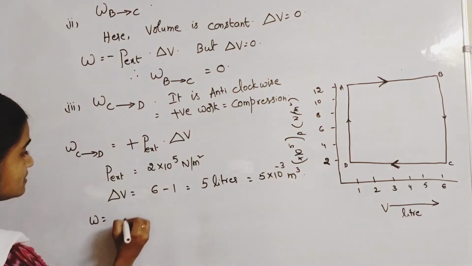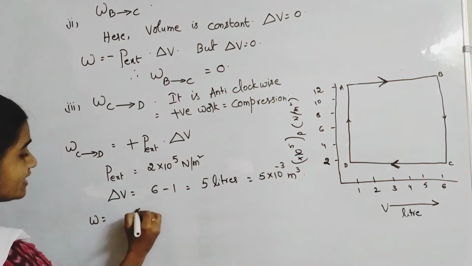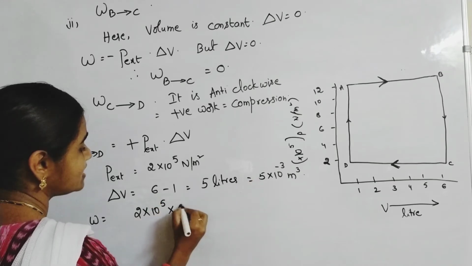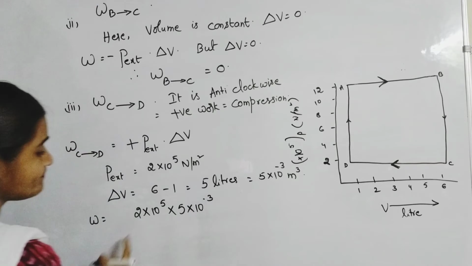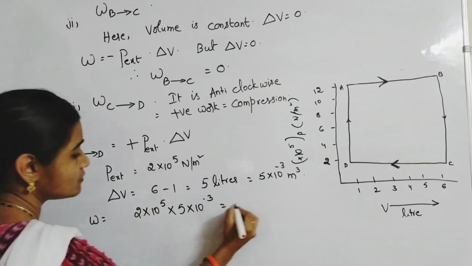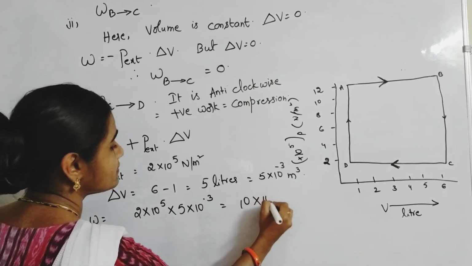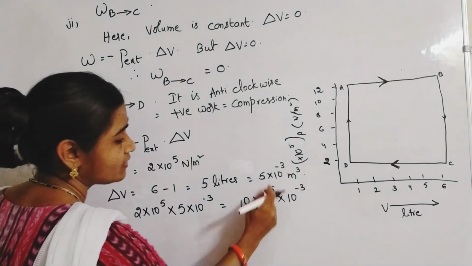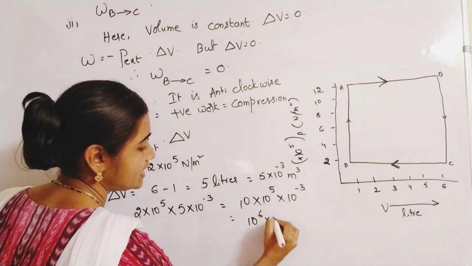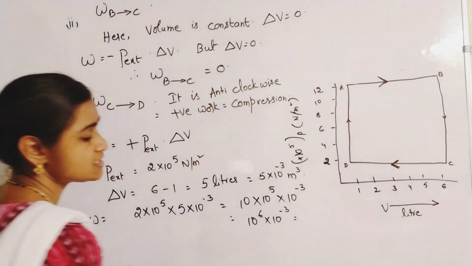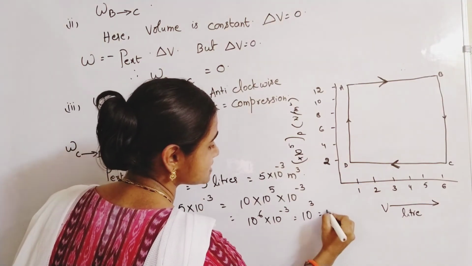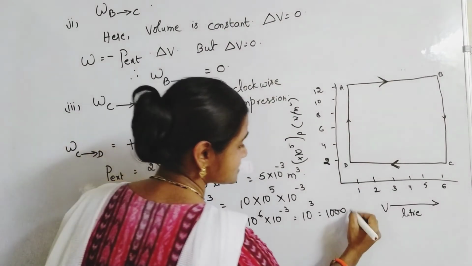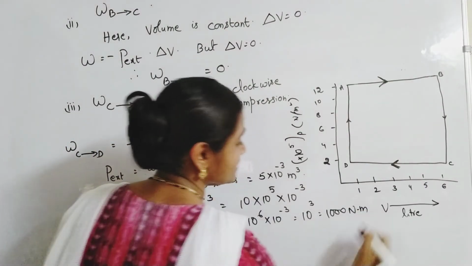W is equal to P external into delta V. P external is 2 into 10 to the power of 5 into delta V, 5 into 10 power minus 3. So let us calculate this. 2 into 5 is how much? 10 into 10 to the power of 5 into 10 to the power of minus 3. 10 into 10 power 5 is 10 power 6, into 10 power minus 3. How much is it? 10 power 3, means 1000 Newton meters. Okay, now 1000 Newton meters.